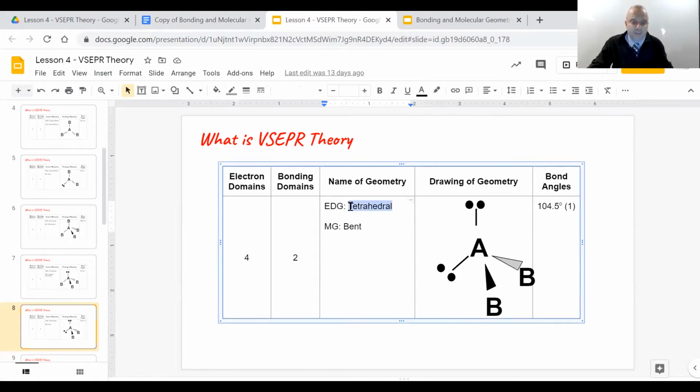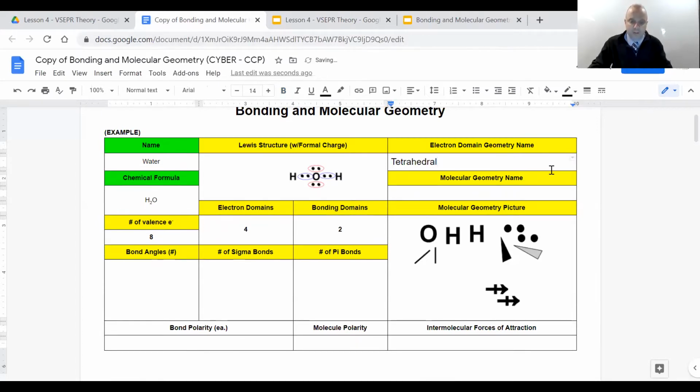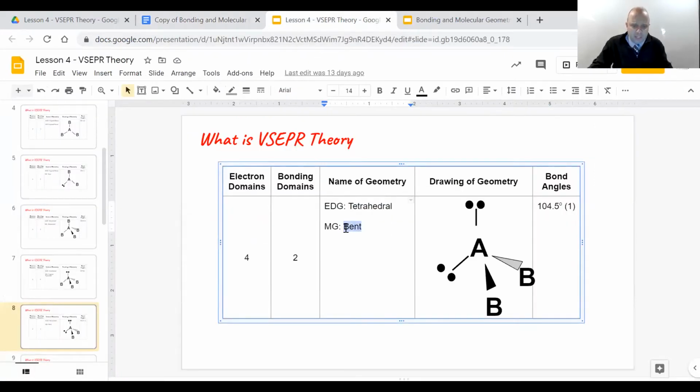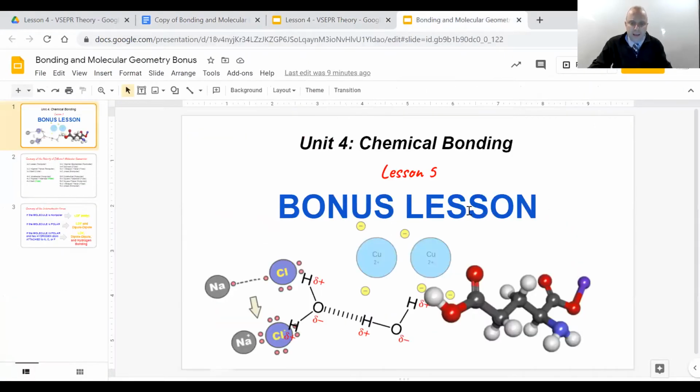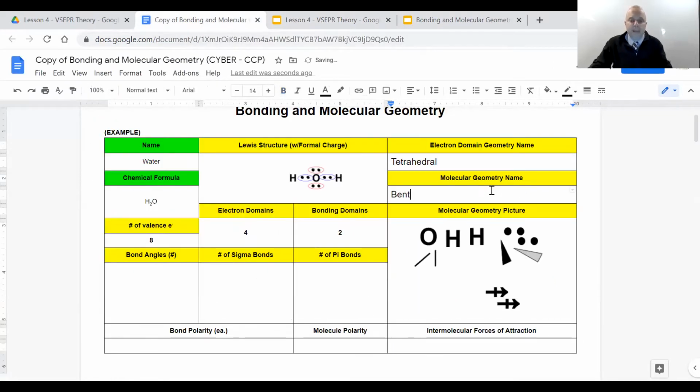So in this case, we have a tetrahedral electron domain geometry. So in that part up here where it says electron domain geometry name, we can copy and paste the word tetrahedral. And for the second part, we can copy and paste the word bent. So there's the word bent.